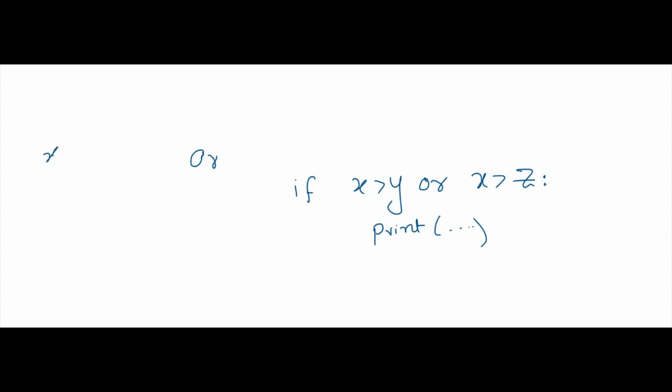In this case, let's say x is equal to 4, y is equal to 12, and z is equal to 2. So when I come in here, this condition is definitely false, but this condition is true. OR requires only that one of them be true, so my overall answer would be true.